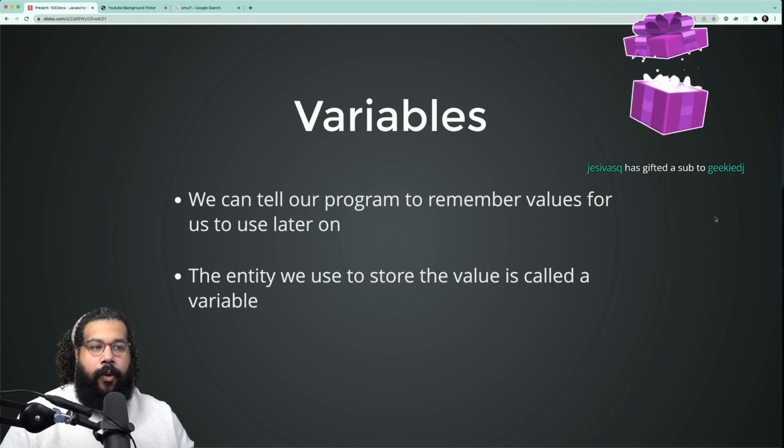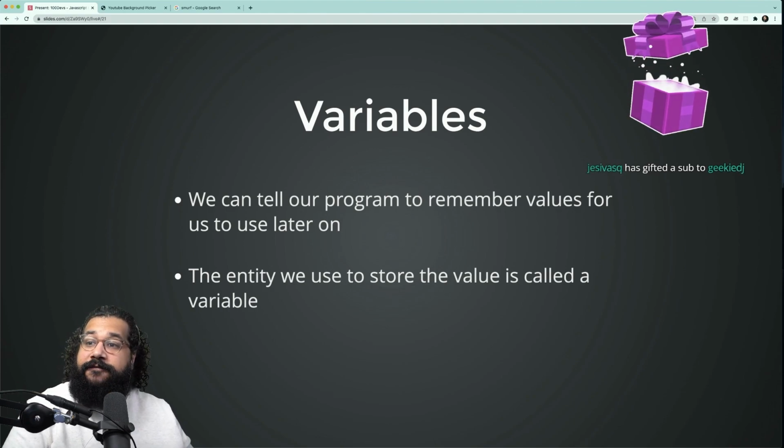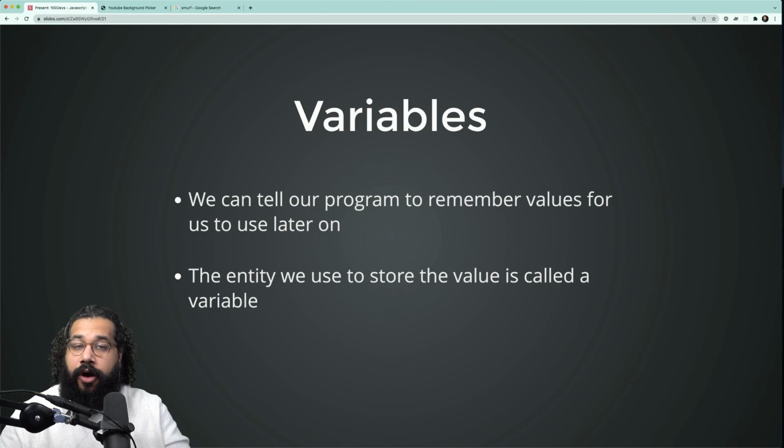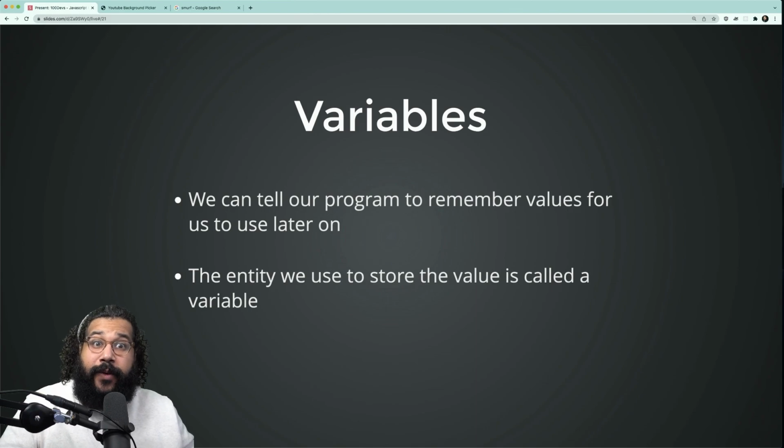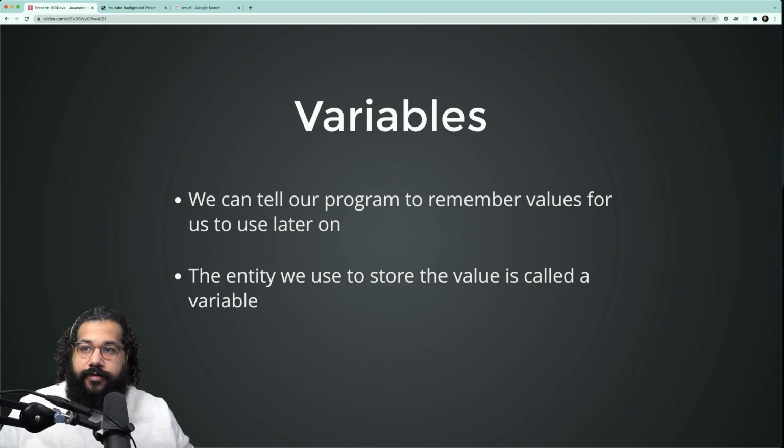Variables are what we can use to tell our program to remember a value for later on. We're going to need to store information and be able to use that information later on. Variables are the entity that we use to store those values to be used later on.